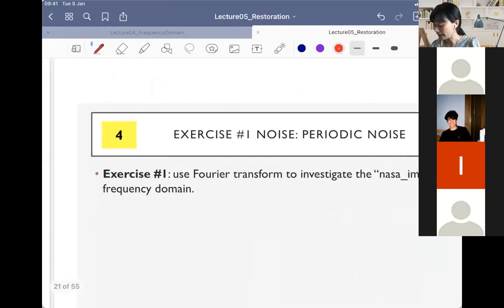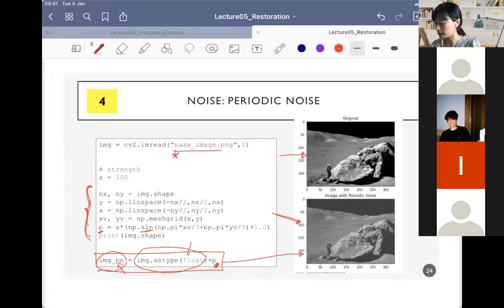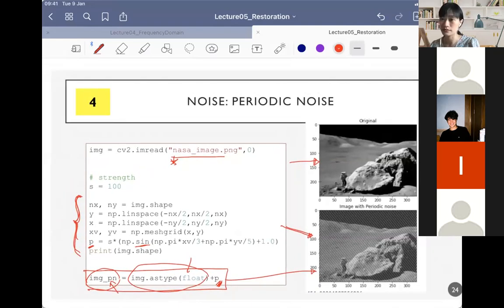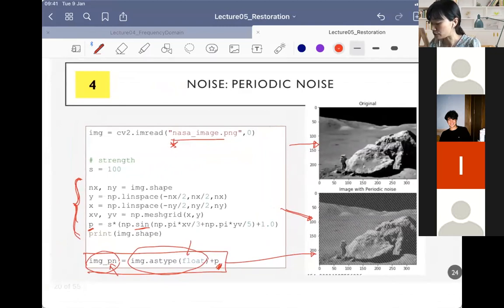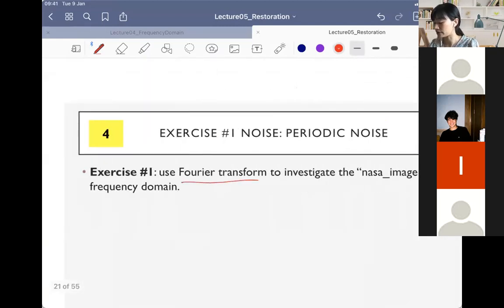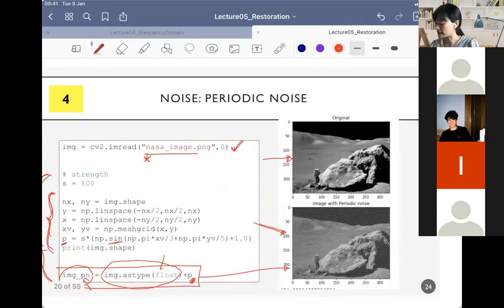So before we finish today's lecture, I want you to open the Colab and read this image that I have uploaded for you. Then copy the whole set of code here, copy everything. And then I want you to apply the Fourier transform to see what this image actually looks like in the frequency domain. I think we're going to do it together.